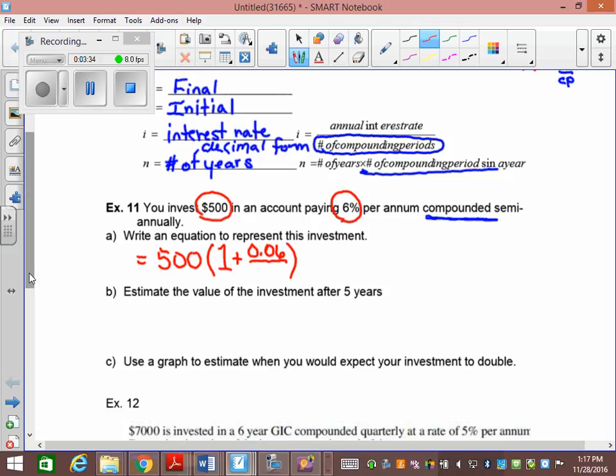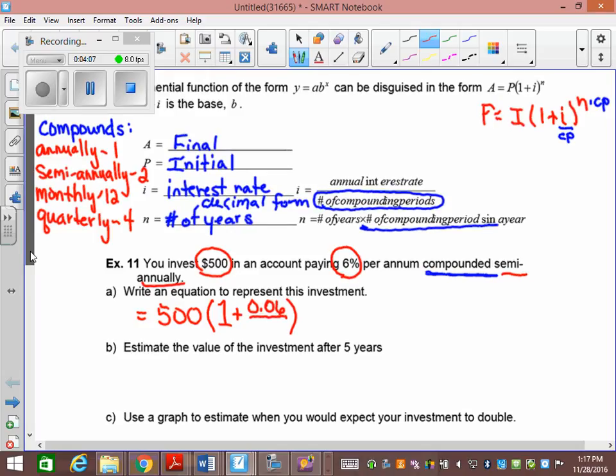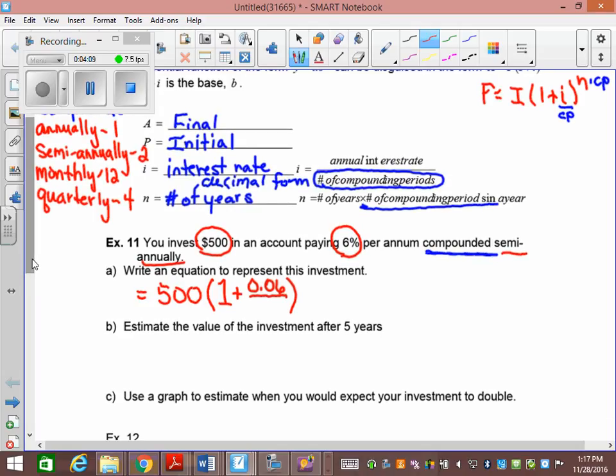Now it says compounded semi-annually. Up here, annually is 1. Semi-annually is 2. So 2 times a year. Monthly is 12. And then the other one that they use often is quarterly. How many quarters are there in a year? 4. Quarters are just seasons. Spring, summer, fall, winter. So there's 4. So in this case, it says compounded semi-annually.